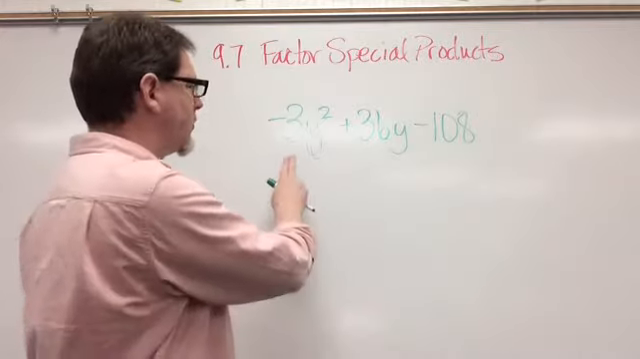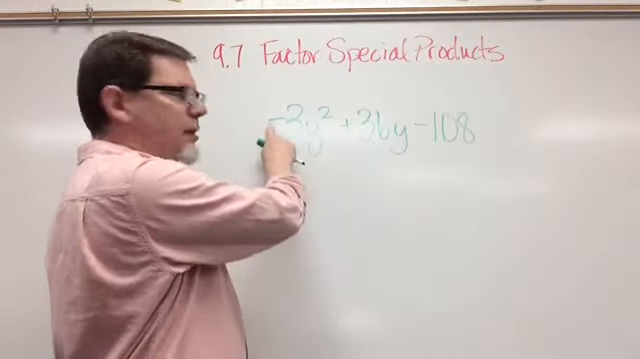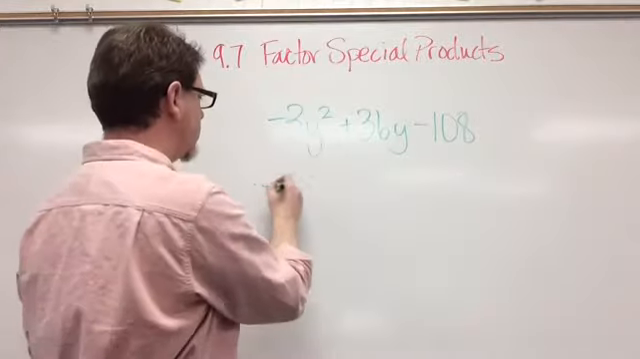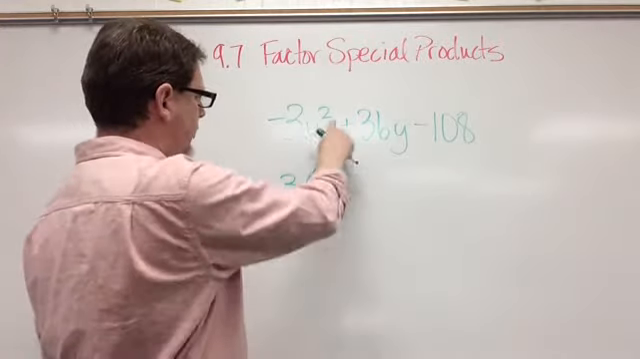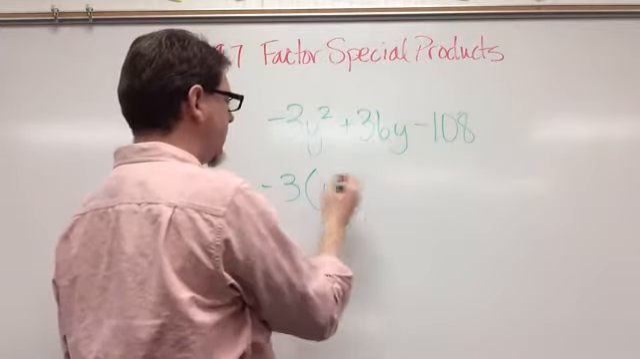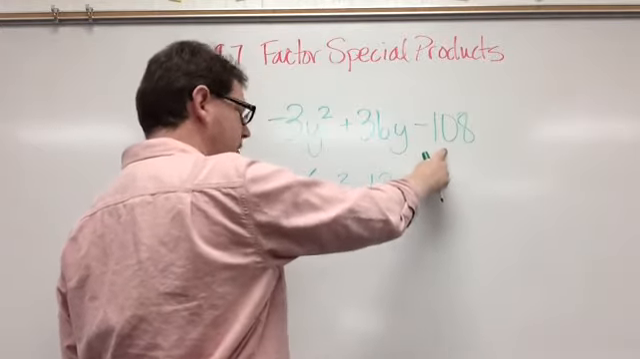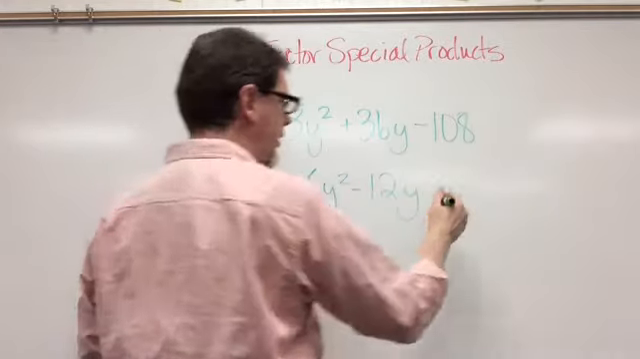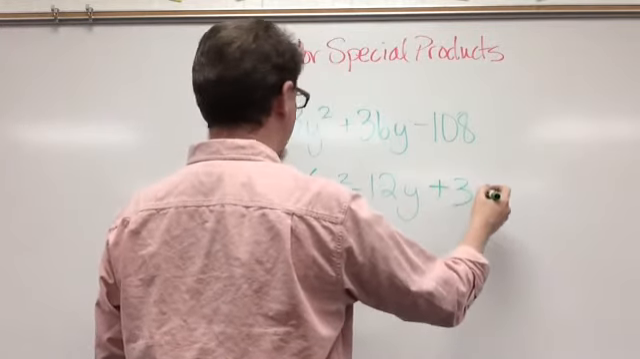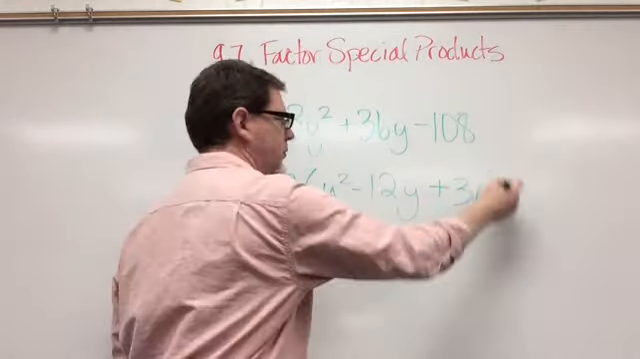So I'm going to find the greatest common factor between -3, 36, and -108. I want to make sure to factor out that negative since I have a leading coefficient that's negative. So my greatest common factor is -3. -3y squared divided by -3 is y squared. 36 divided by -3 is -12y. And -108 divided by -3 is positive 36. Close the parentheses.